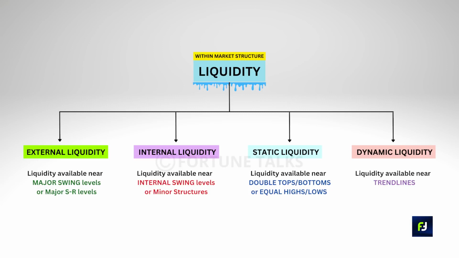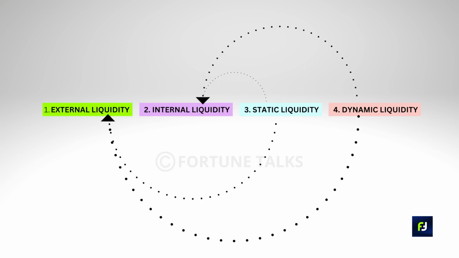Now, you might have understood how the last two types of liquidity, namely static and dynamic liquidity, are related to the first two types. It is simply the fact that trendline liquidity and liquidity associated with equal highs or lows, or simply double tops and double bottoms, are observable in both major and minor structures in the market.